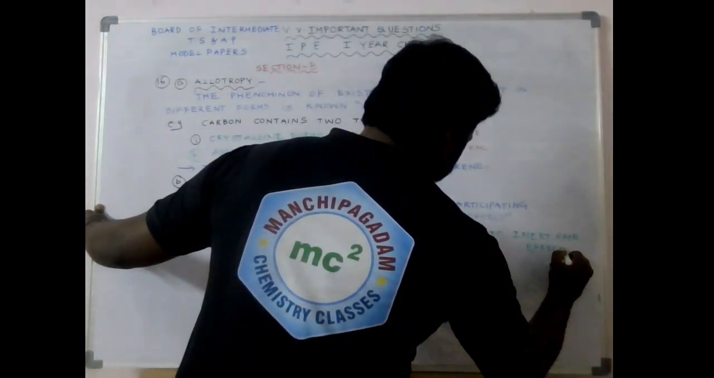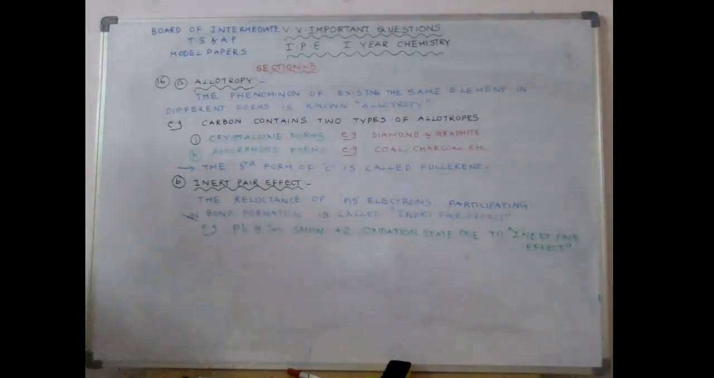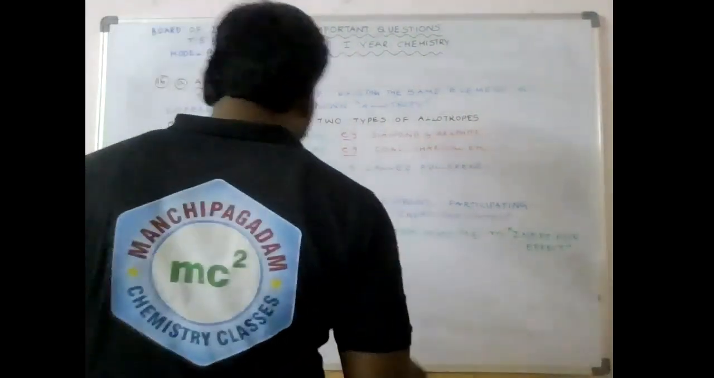Because the inert pair effect means those two electrons which are present in the ns orbital do not have any interest to participate in the bonding. That is why those will not lose all the 4 electrons and will not form +4 oxidation state. They will form only +2 oxidation state. Okay, that's about the 16th question.